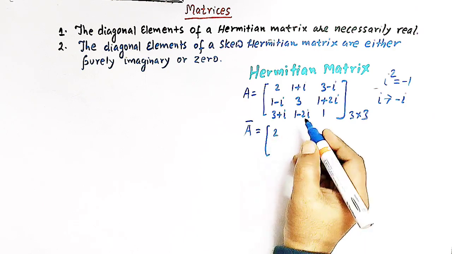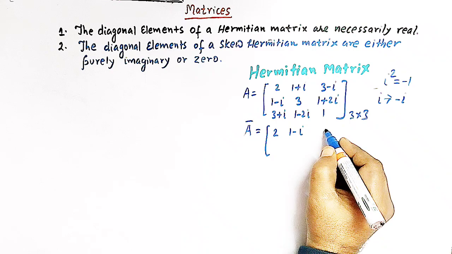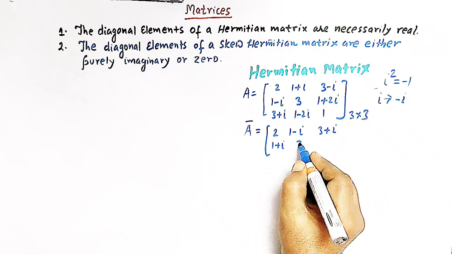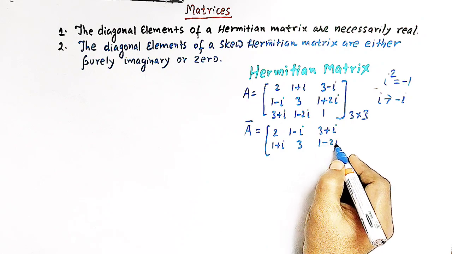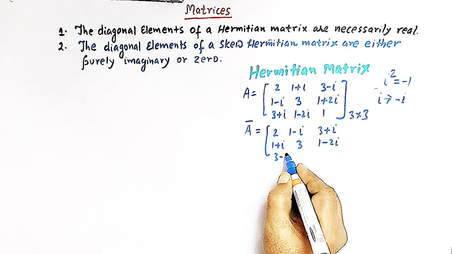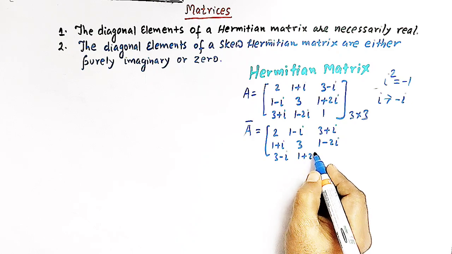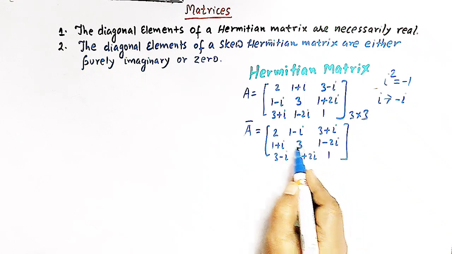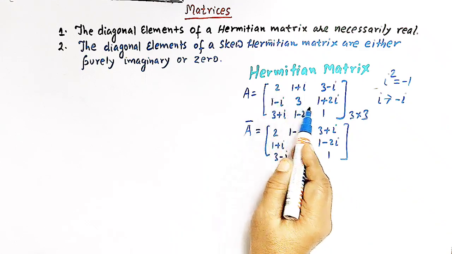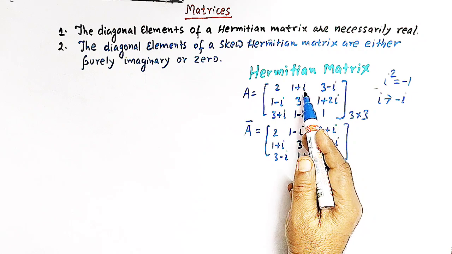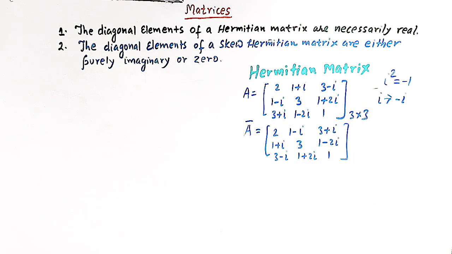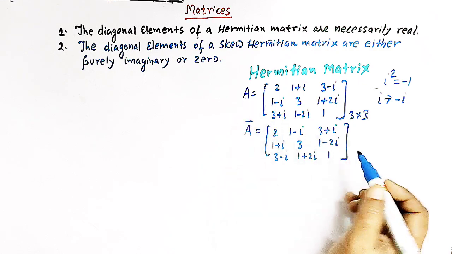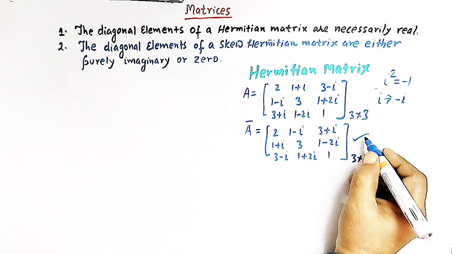So we have here 2, then 1 minus iota, then 3 plus iota, then 1 plus iota, and here we have 3. Here we have 1 minus 2 iota, and then 3 minus iota, and 1 plus 2i, and here we have 1. So we can see that the principal diagonal contains all the real numbers, and the rest of the entries are complex numbers. So the complex conjugate of this matrix A is given by this matrix.